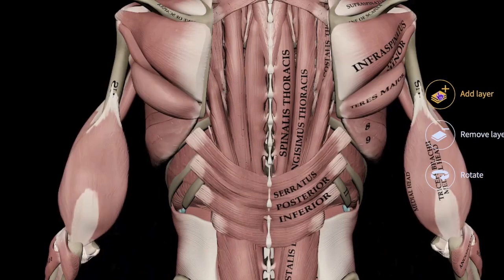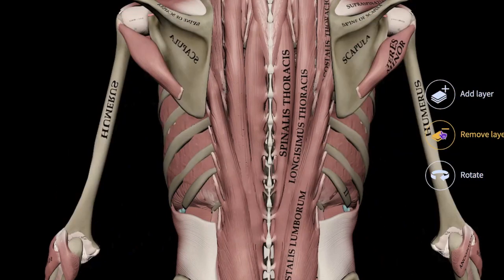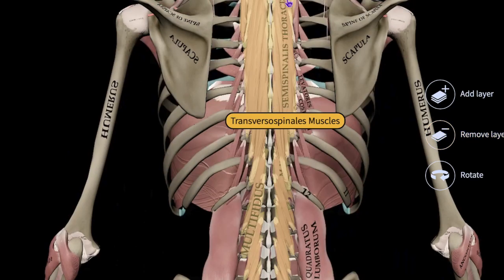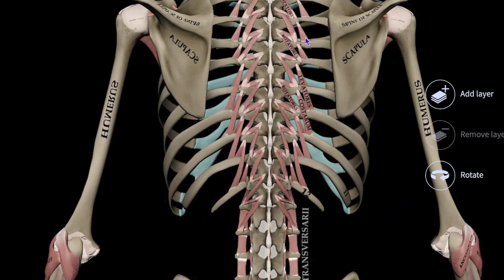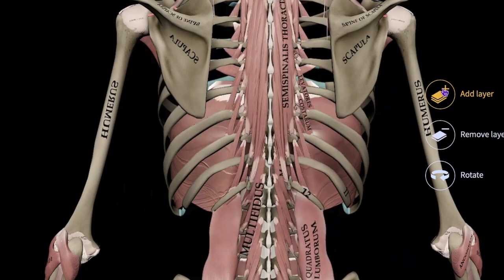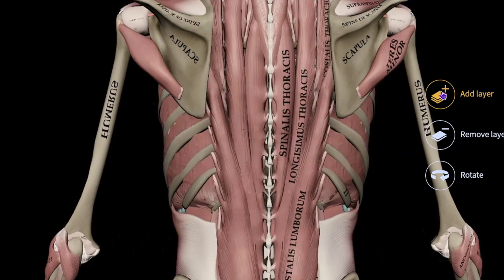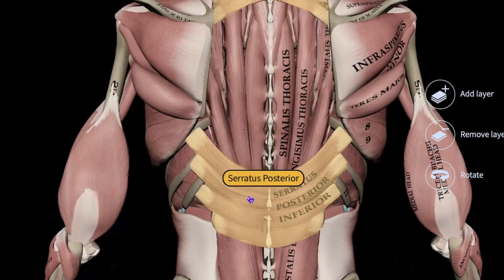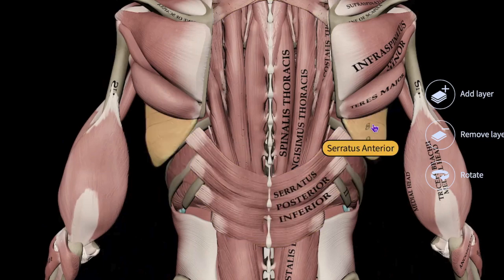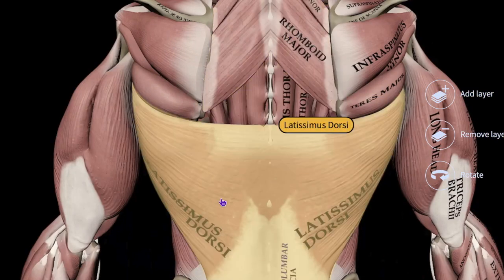And that was the arm muscles. And then if we take those out, we can see that we have the deep spinal muscles. And then we're down to the very, very deep transversospinal muscles. So this is erector spinae. And then here's your posterior serratus. There's the intercostal muscles, and then the anterior serratus, and then rhomboids and latissimus.